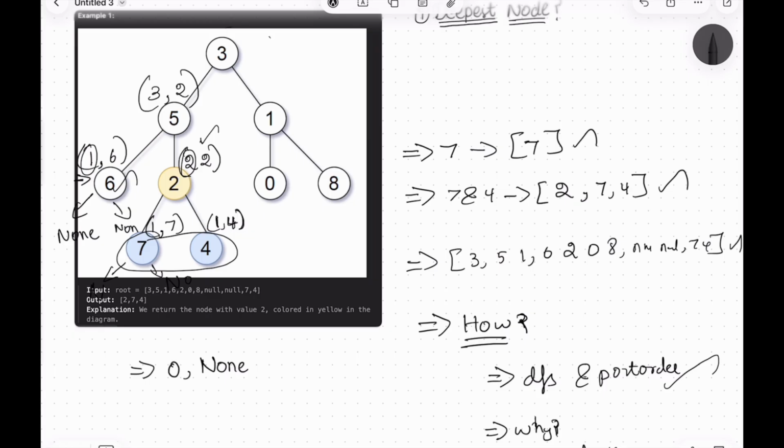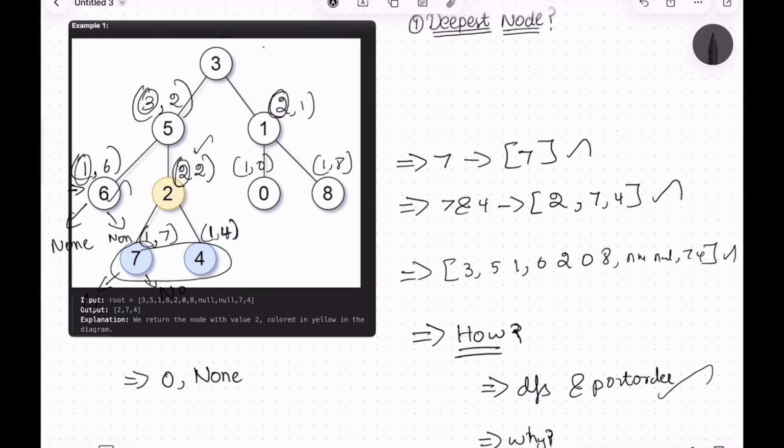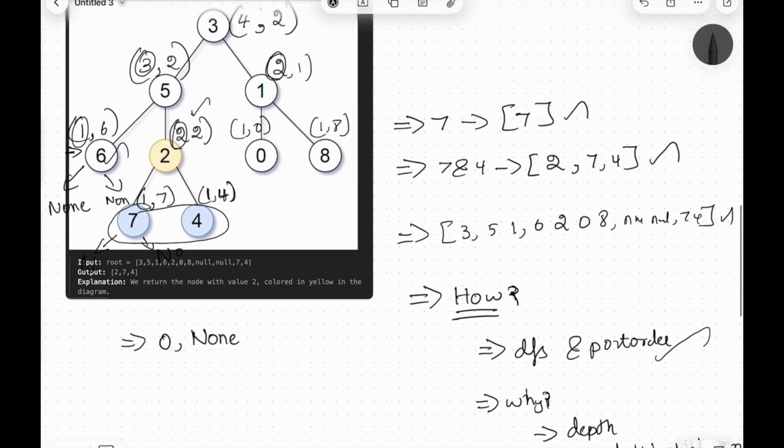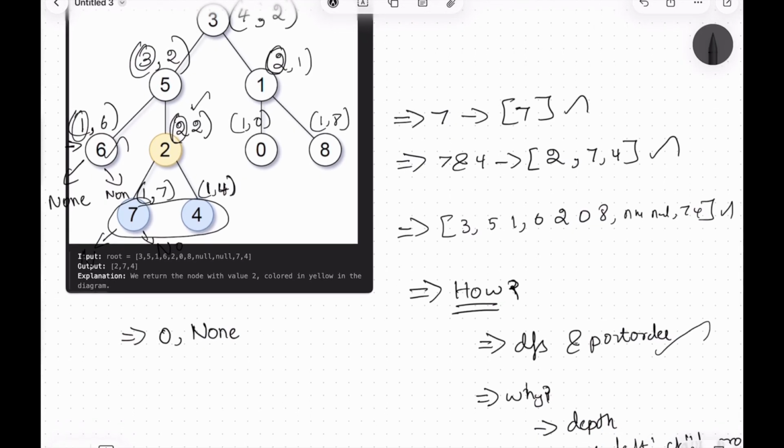So repeating the same pattern here, this becomes 1 0 and 1 8, and this becomes 2 1. Among these two, this is 3 and this is 2. 3 is the highest depth, and because of that we hold it here, it becomes 4, and the node value becomes 2, right? So based on this, what are all the observations we can put together?